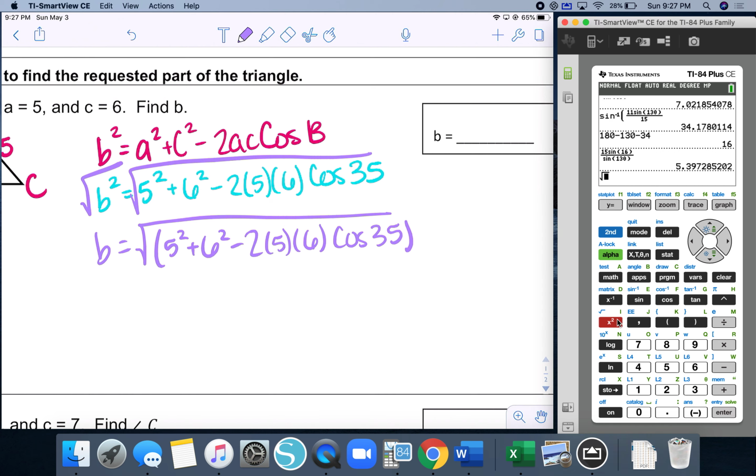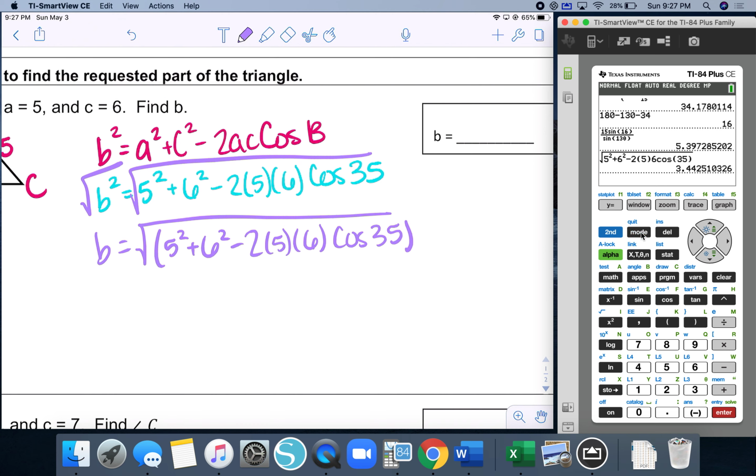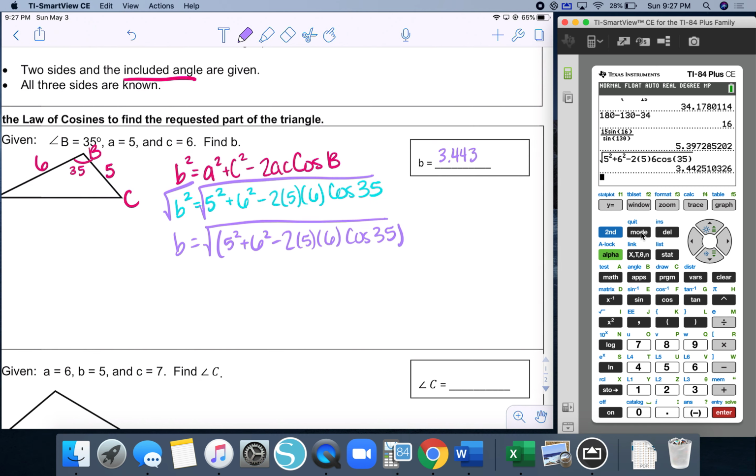Second, square root, 5 squared plus 6 squared minus 2 times 5 times 6 cosine of 35. Notice I have it exactly like I have it on my paper. I am still in degree mode, but if you're not positive, double check it. These should all be in degree mode. I click enter, and I have a side, so I round to 3 numbers after the decimal: 3.443.